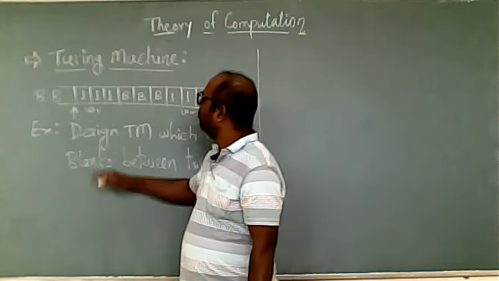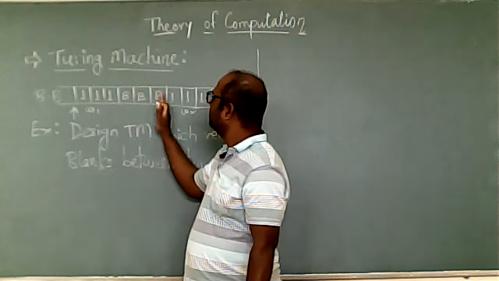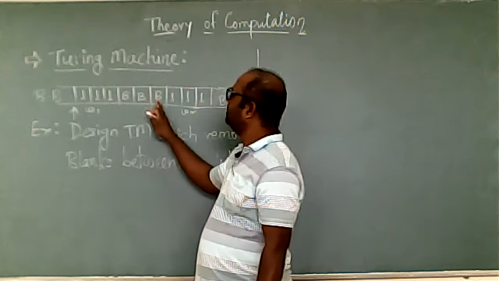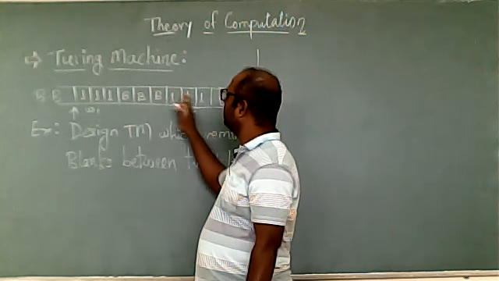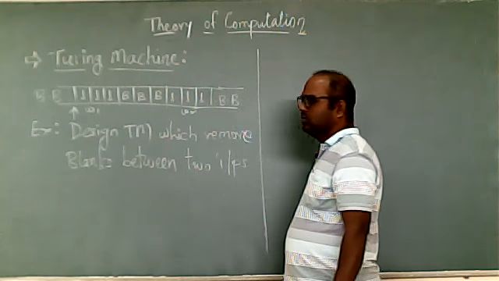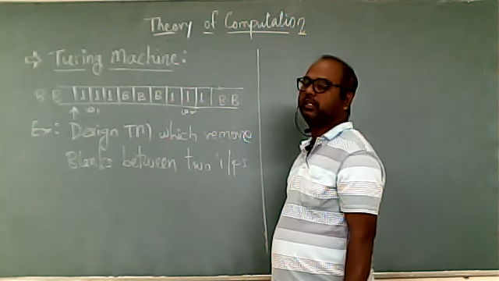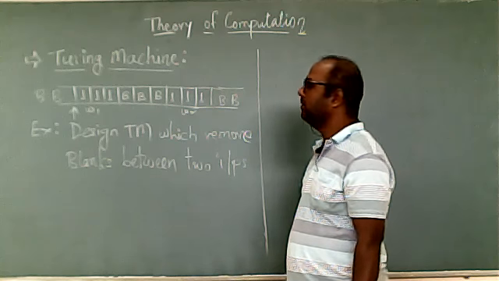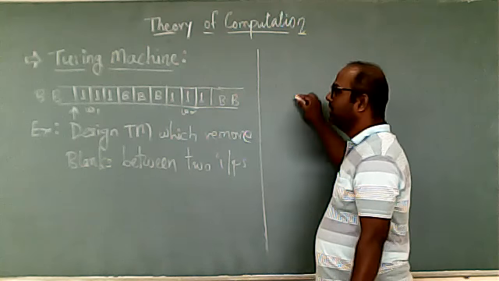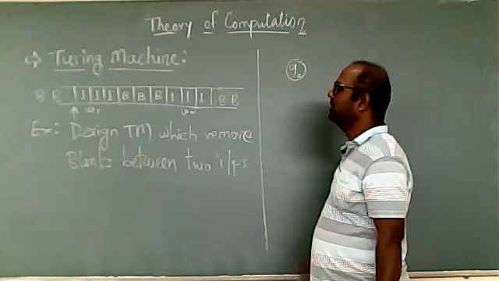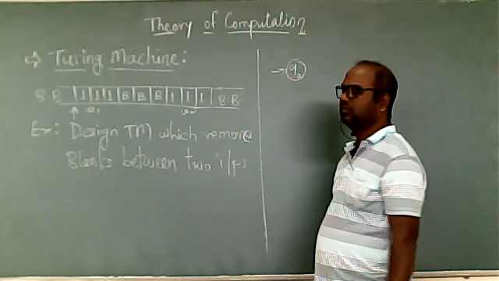We can replace these blanks with one input, that is W1 we can replace here, or W2 we can replace here. So we have to remove these blanks. So how can we achieve this with the help of the Turing machine? We can use the Turing machine. Now we'll start with the initial state called Q0.